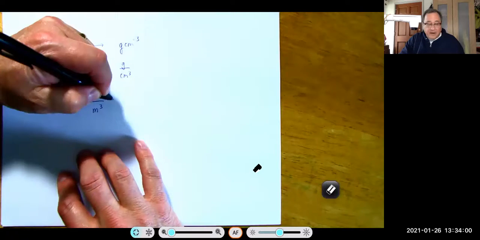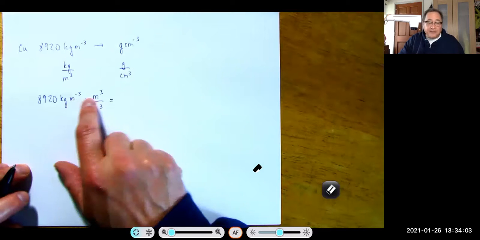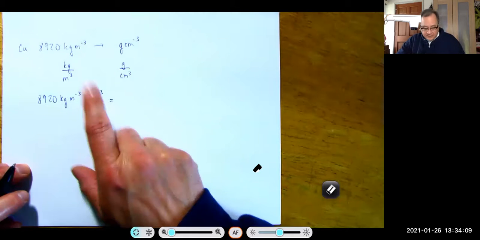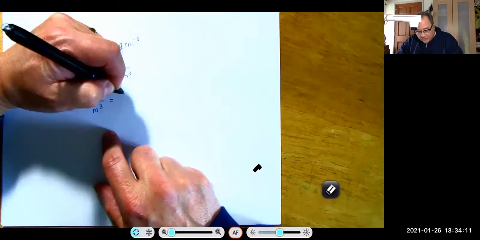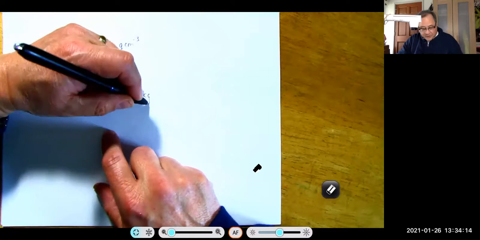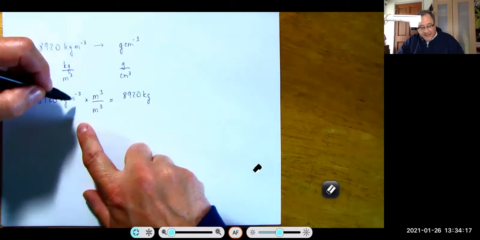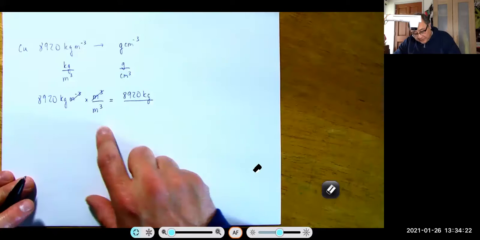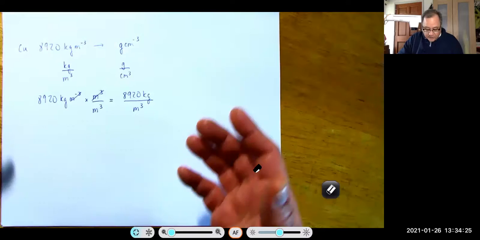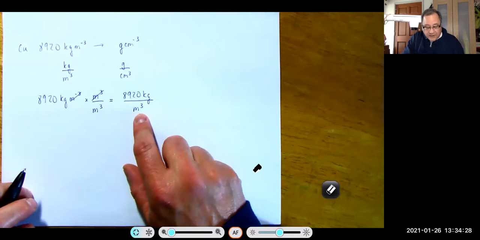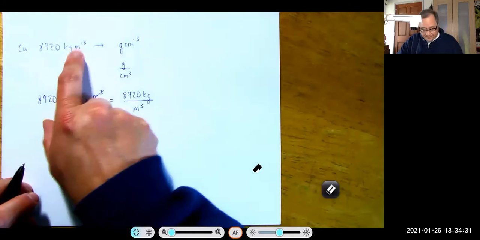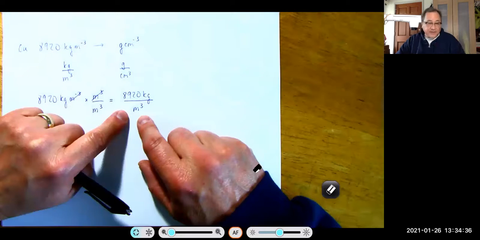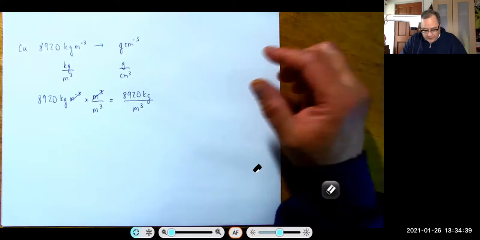So a meter to the -3 times a meter to the +3 is a meter to the 0 power. A meter to the 0 power is 1. So the top becomes 8920 kilograms because this meter cubed and this meter to the -3 cancel. The meter cubed on the bottom does not cancel. So I've changed this to kilograms per meter cubed instead of kilograms meters to the -3. So these mean the same thing. I prefer this bottom way rather than this top way because I'm not a physicist. Okay.